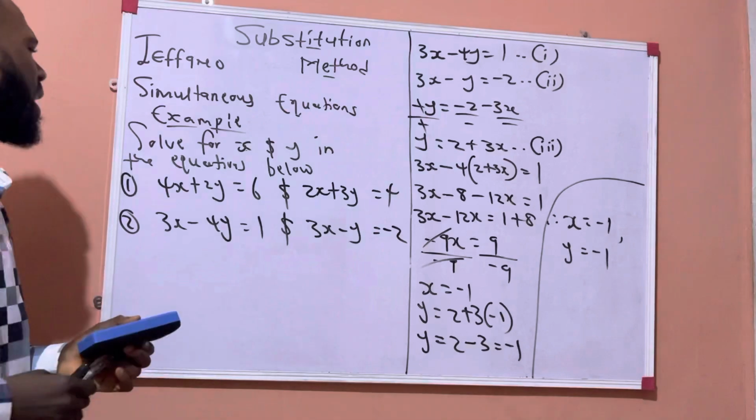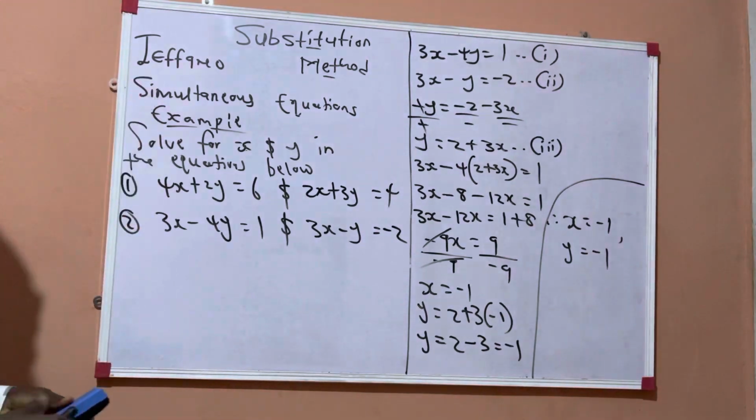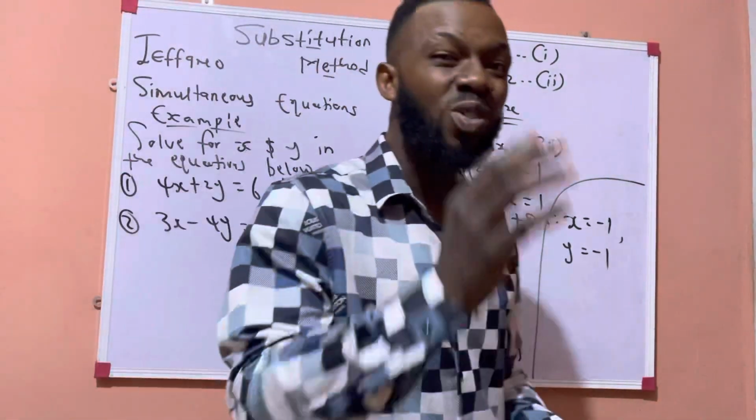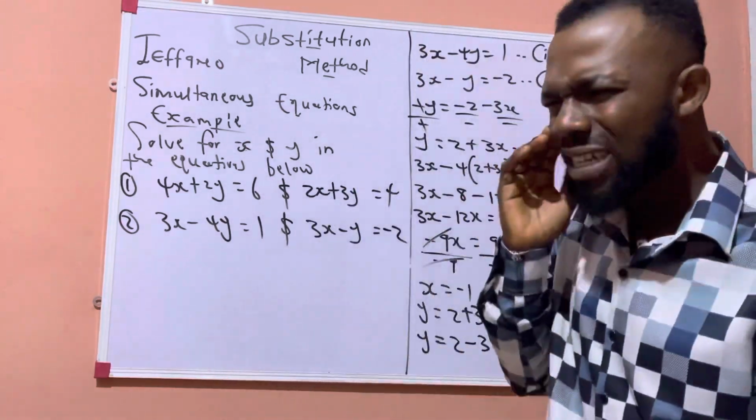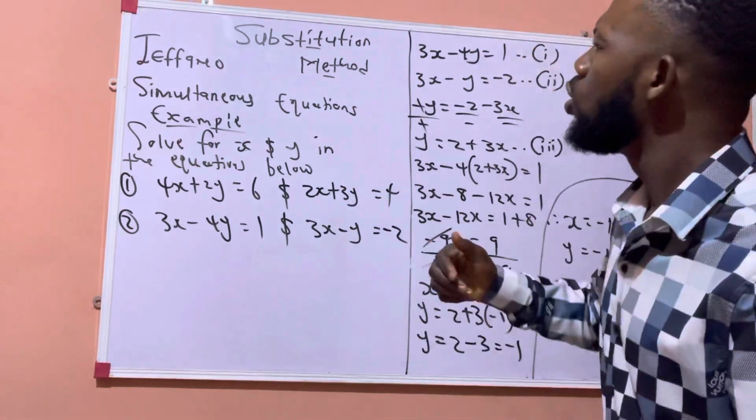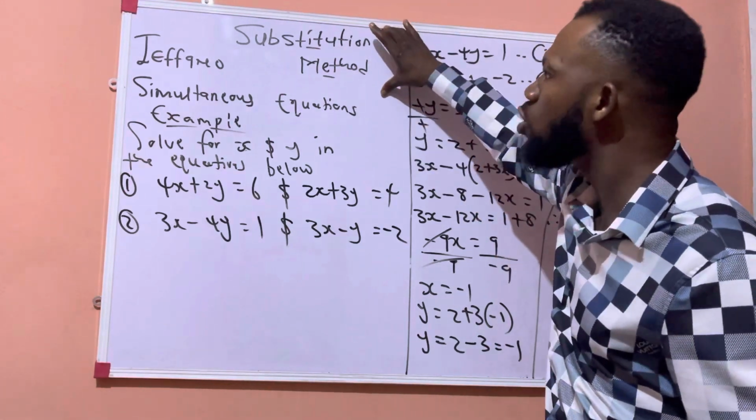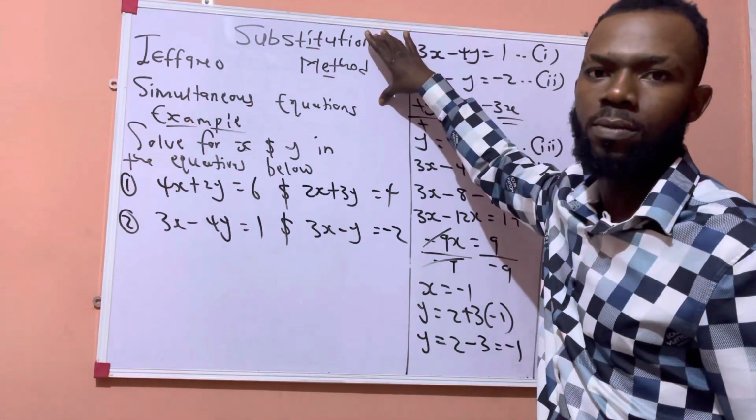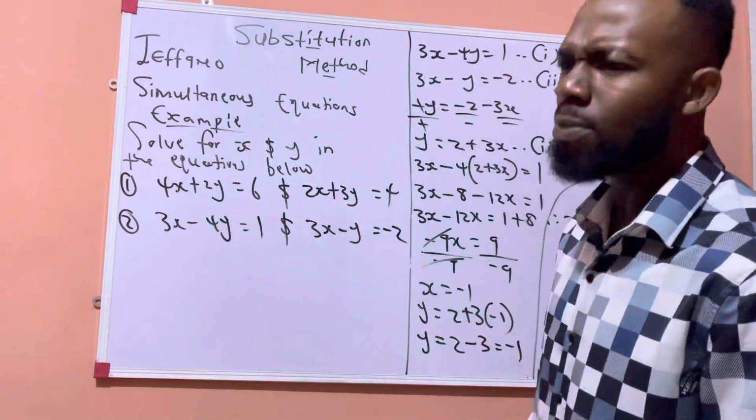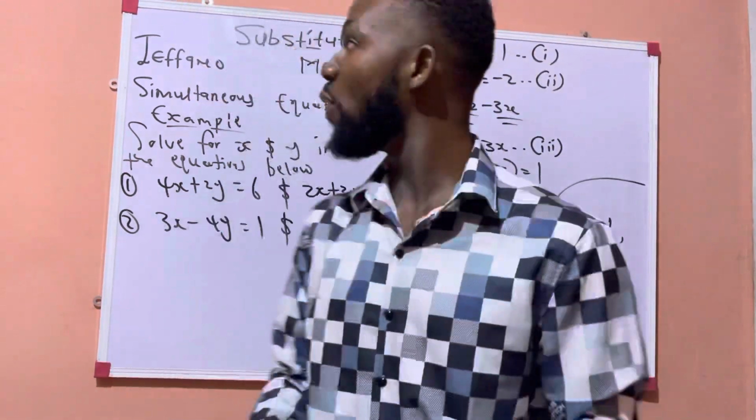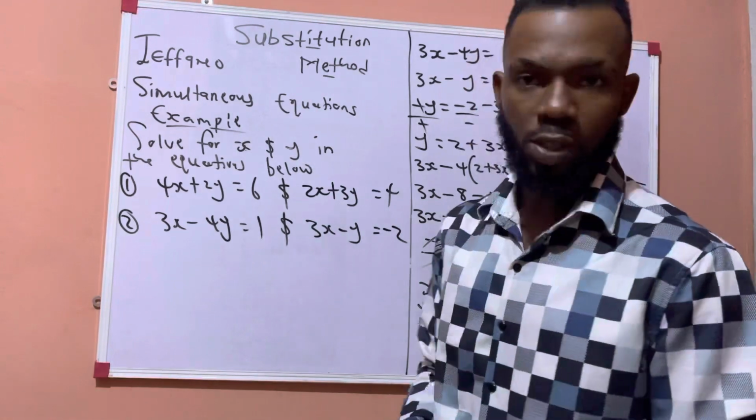So class, with the help of these two examples, I believe you have been able to see and understand how solving simultaneous equations using substitution method works. So class, we have come to the end of today's class again, which says solving simultaneous equation with substitution method.